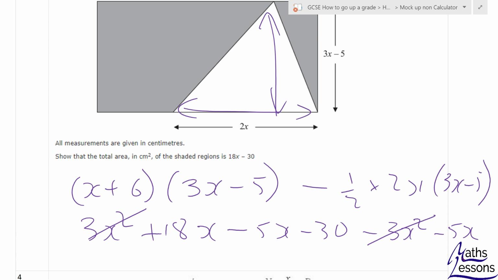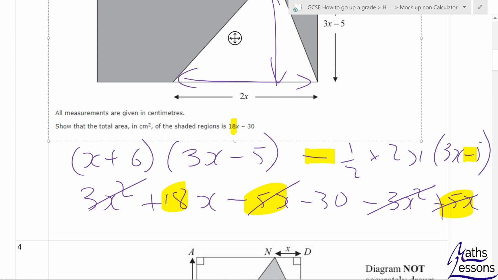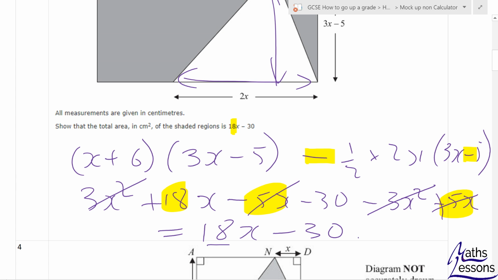Oh, wait a minute. I made a mistake there. Have a look at that. As soon as I saw there's 18x here, and I've got minus 5x and minus 5x, I can see I made a mistake here. A minus gives plus, so the 5x cancel. That will leave 30.